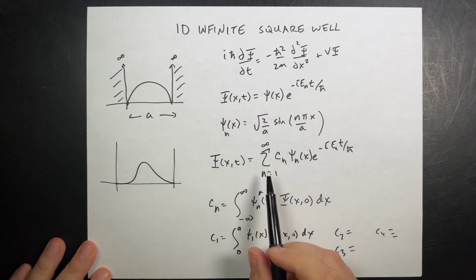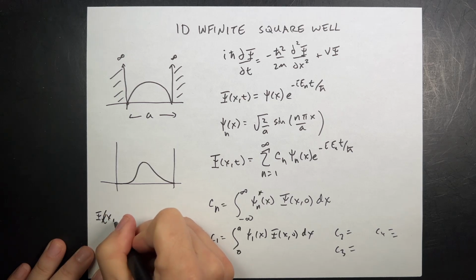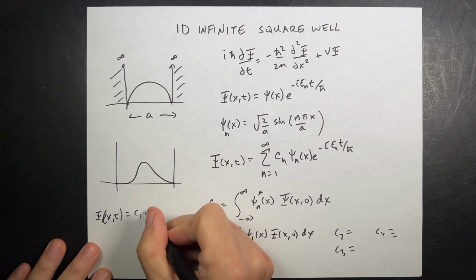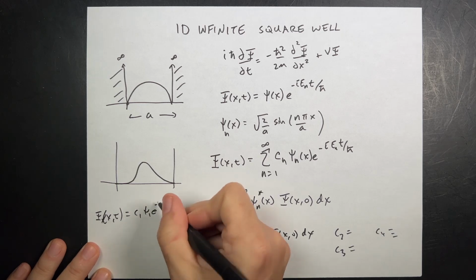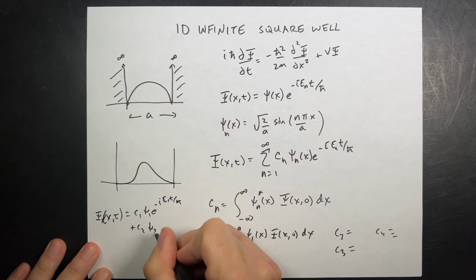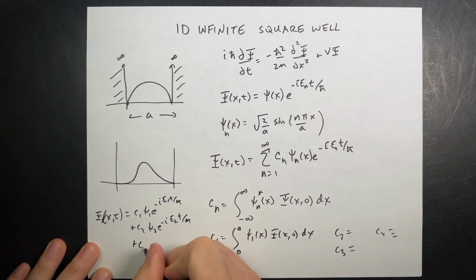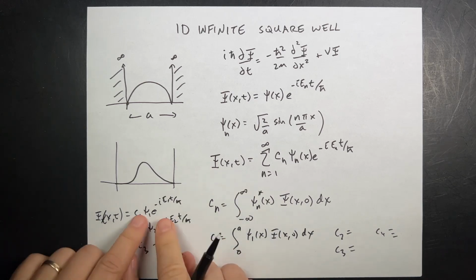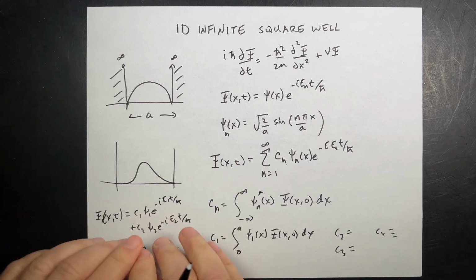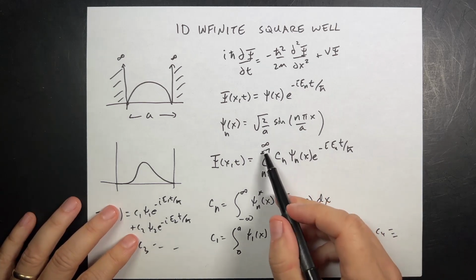And then at the end, I'll say psi of x and t will be C1 psi 1 e to the negative i E1 t over h bar, plus C2 psi 2 e to the minus i E2 t over h bar, plus C3 and so forth. And these are all things I know. So I can just plot it, right? I don't have to do a whole bunch of calculations, and I don't have to worry about the errors getting bad and stuff like that. The only thing I have to worry about is, am I going to go to infinity or not?